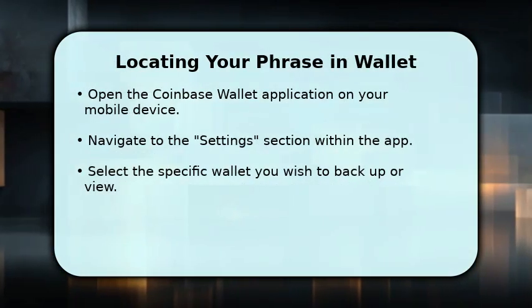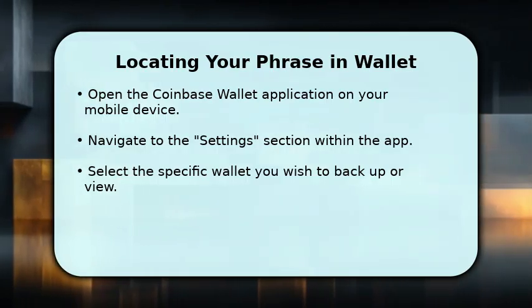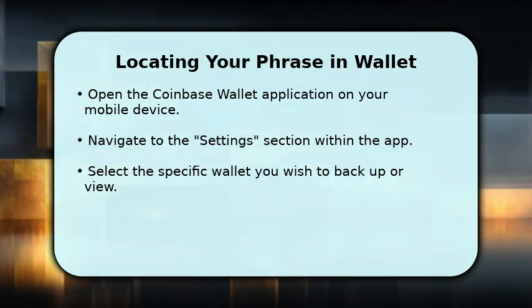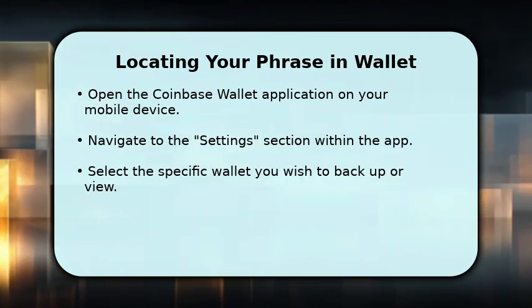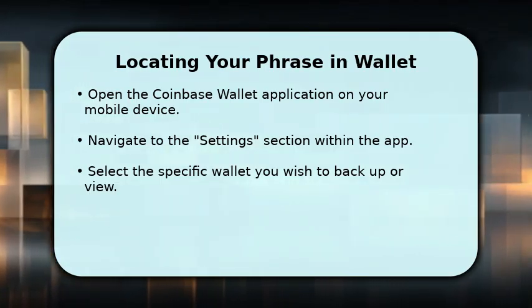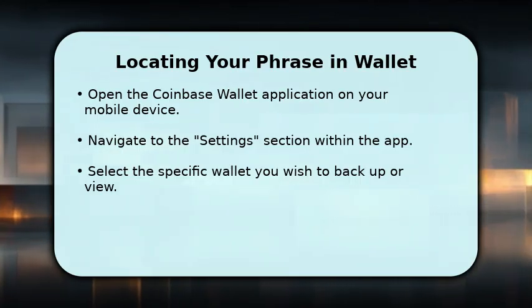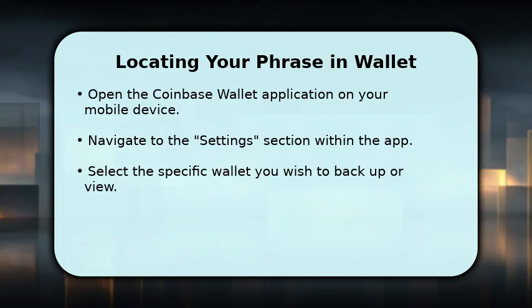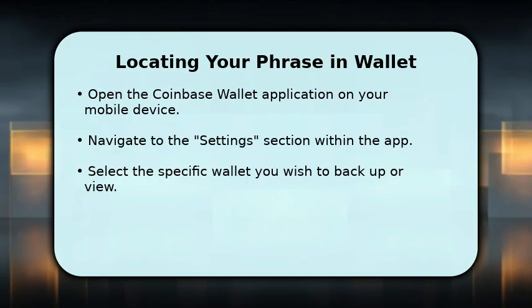To find your recovery phrase, first open the Coinbase Wallet application on your smartphone. Once inside, look for and tap on the settings icon, usually found in the bottom right corner. From there, select the specific wallet for which you need the phrase. You will then see an option to reveal secret recovery phrase or backup manually. This will guide you to the next step in securing your phrase.